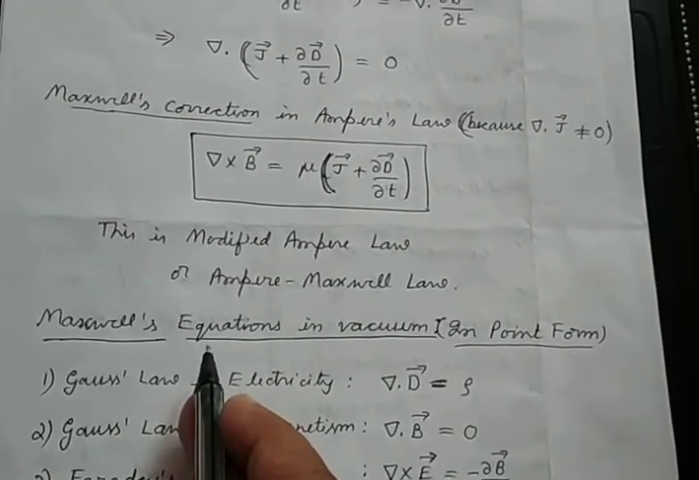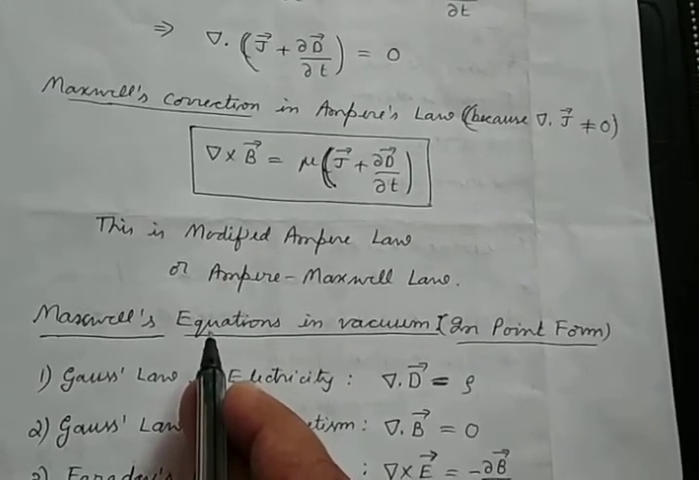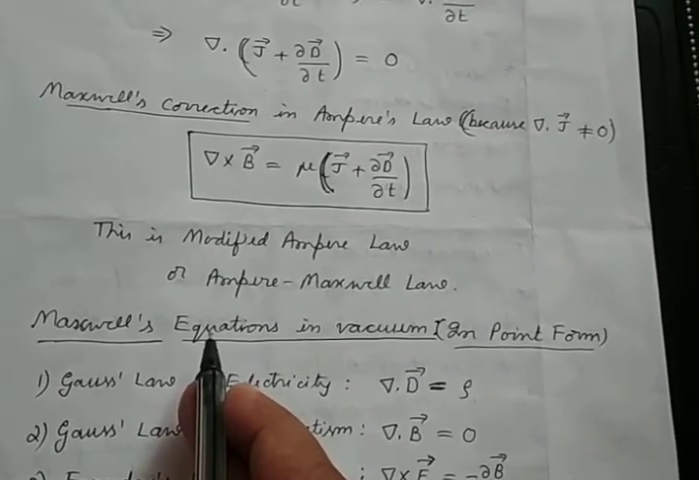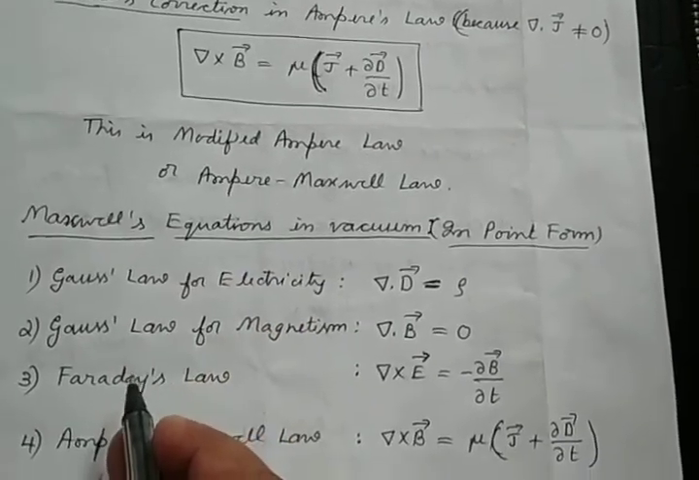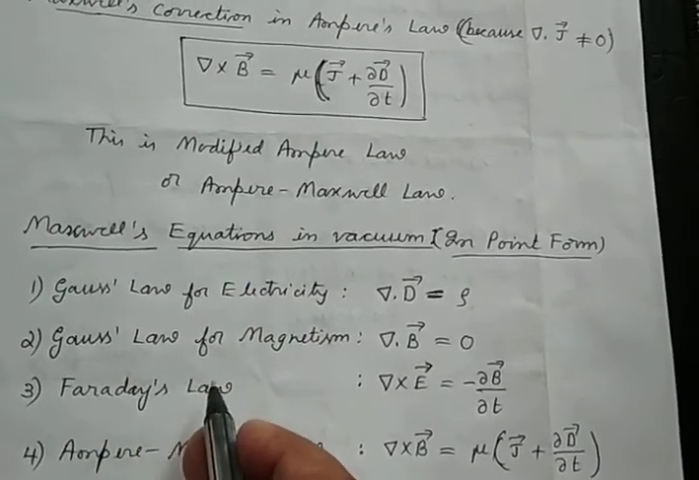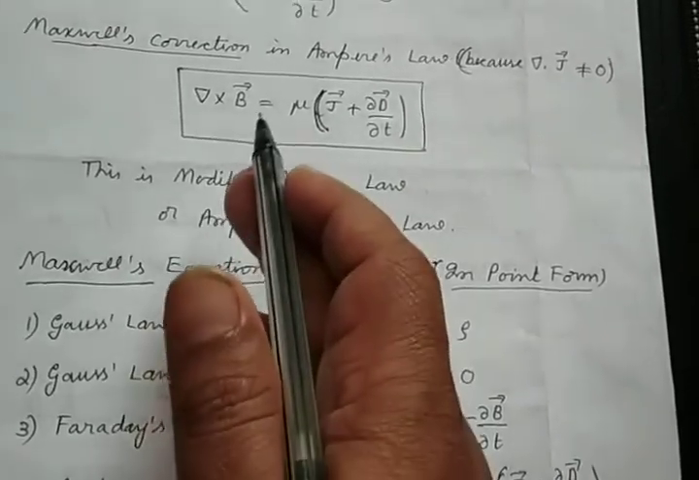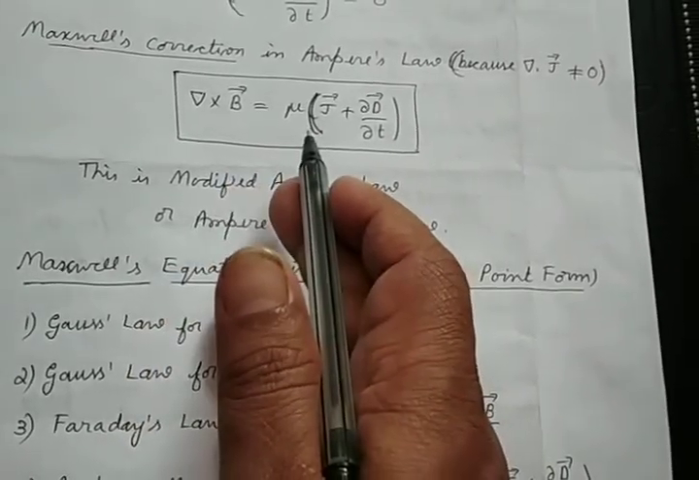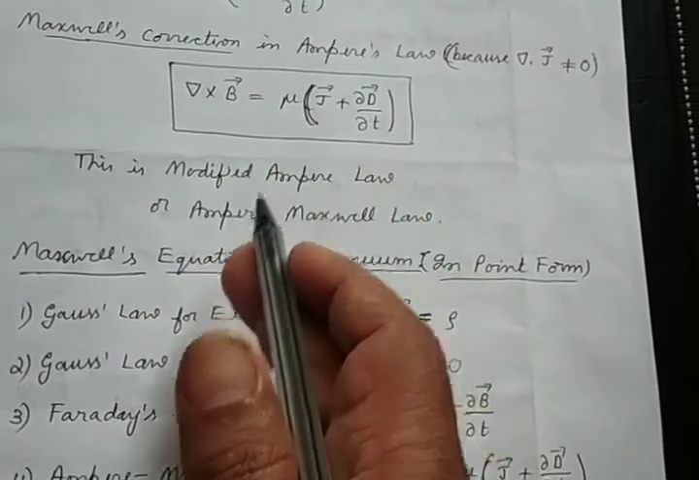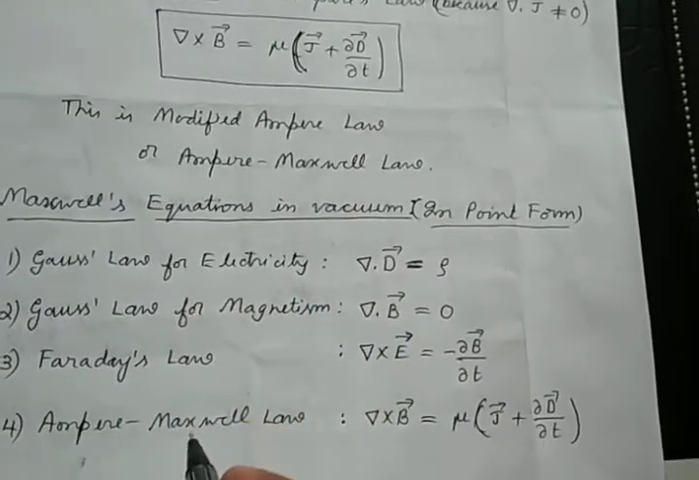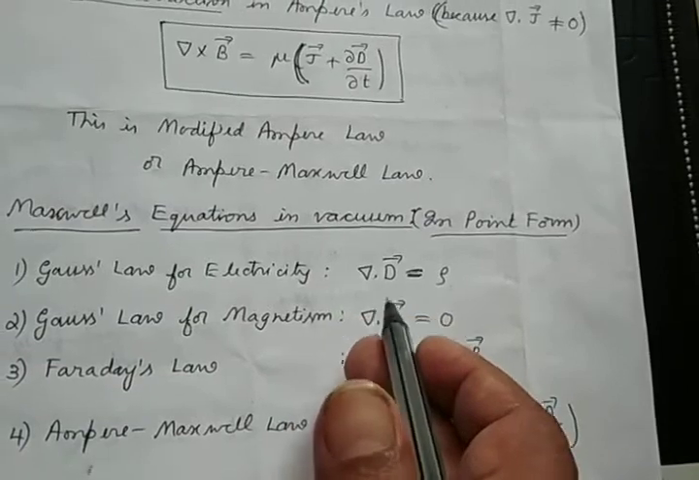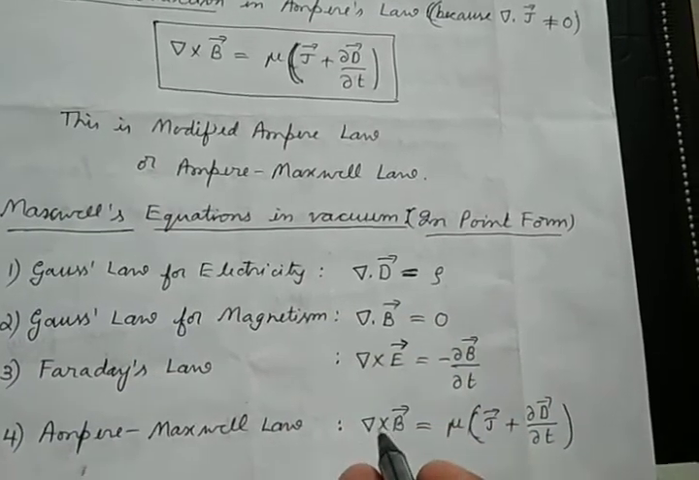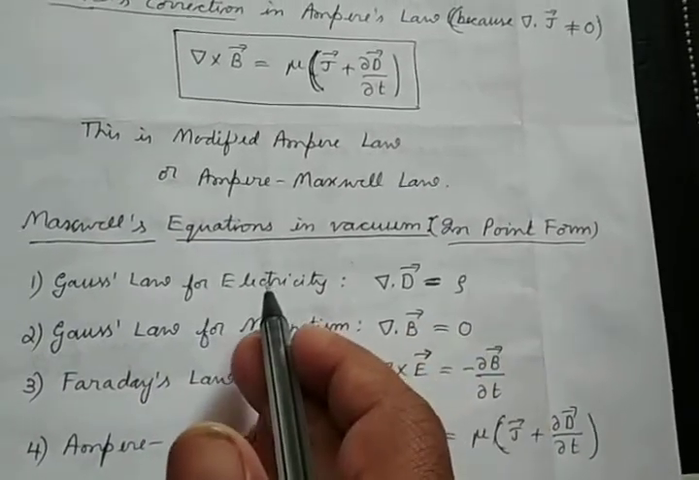Now we have got the four equations. One is the Gauss law of electricity, second one is the Gauss law of magnetism, then Faraday's law of electromagnetic induction, and now the Ampere Maxwell law, or the modified Ampere law. So these four equations are known as Maxwell's equations when they are written in the point form like this.